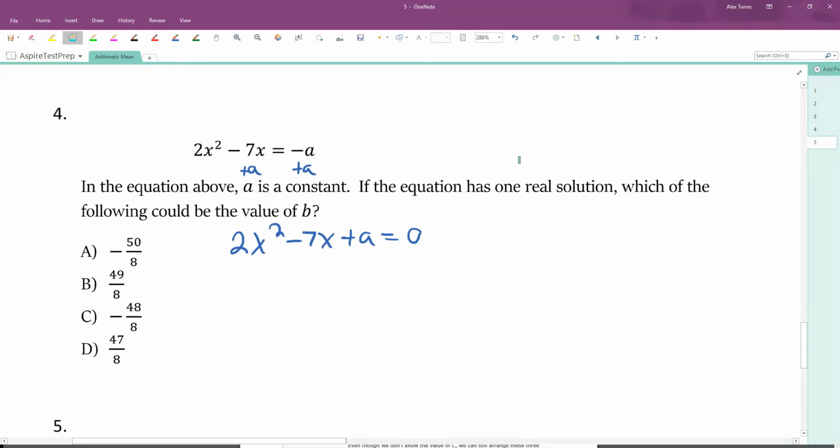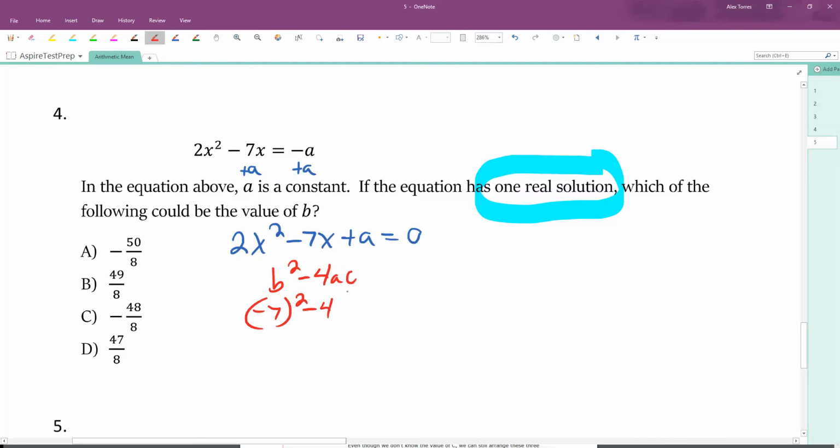Here we're finding out that the equation has one real solution. One real solution means the discriminant is 0. So let's get the discriminant and then we'll set it equal to 0. So the discriminant is b squared, negative 7 squared minus 4ac. So the thing in the c spot is the letter a. And that simplifies to 49 minus 8a. And the discriminant has one solution, so this is equal to 0.